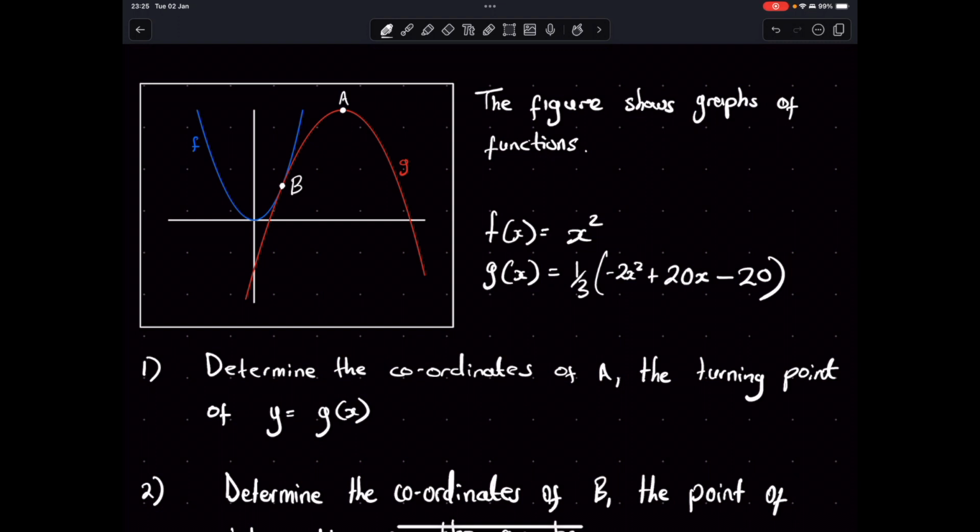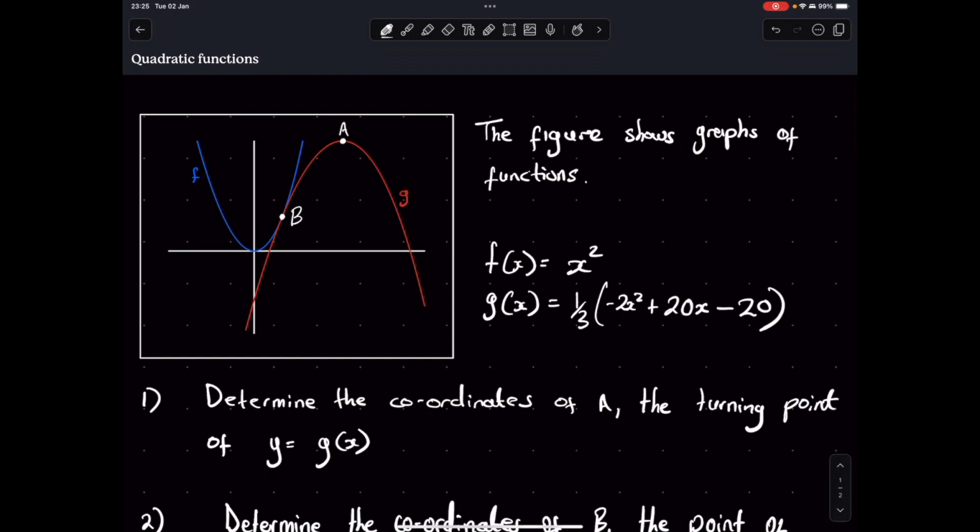So what we'll be dealing with today is quadratic functions, and we've got a very nice question here. As you can see, the figure shows some graphs, or some functions, and both these functions are quadratic functions. So what I did was I color-coded the function as well as the name of the function. For instance, f is blue, so the blue function is f of x, and g is red, so the red function is g of x.